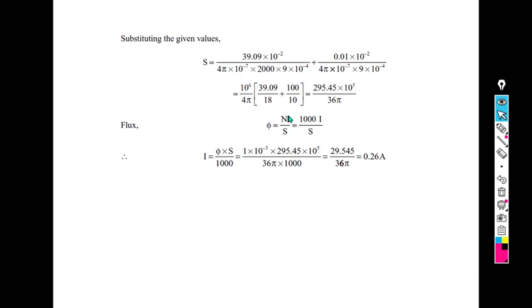Now Ni is equal to phi into S. Phi is given as 1 milliweber, so you have to convert centimeter to meter, and milliweber to weber: 1 into 10 to the power minus 3. So this is S, and divide by N, the total number of turns, 1000. From this you can find out the current I, and this is 0.26 ampere.